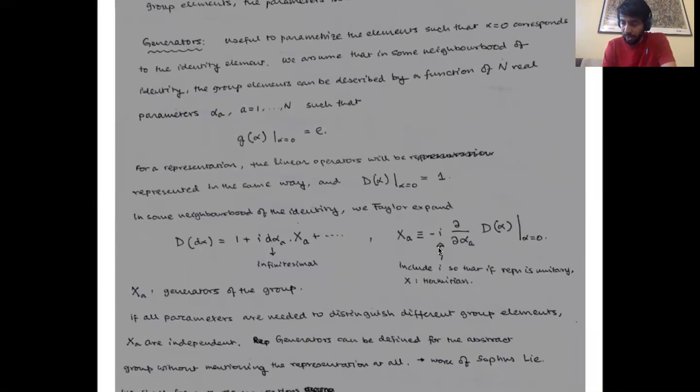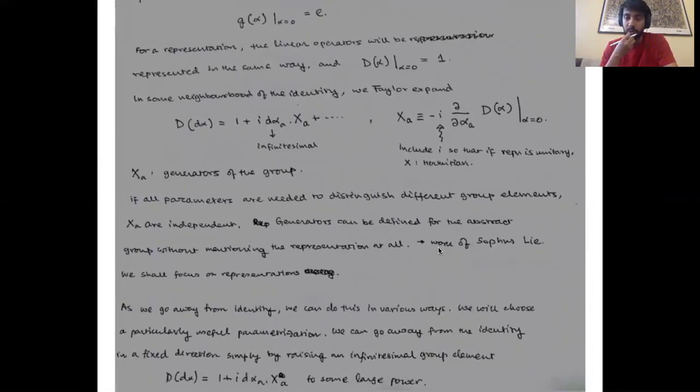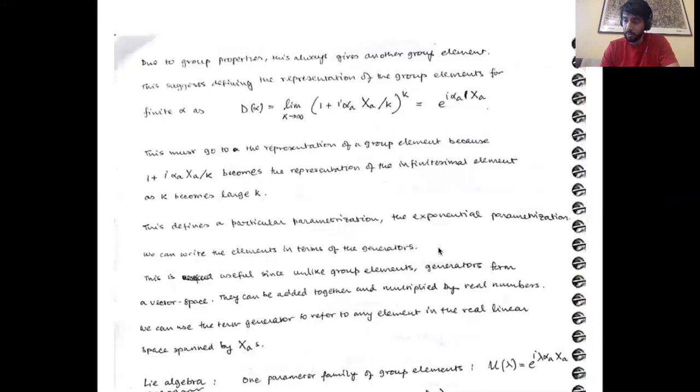And although you can speak about these generators in an abstract sense, since we are interested in physics applications, we will be interested in understanding this from the point of view of a particular representation. Now, I said that you can go away from the identity in various ways. One of the ways to do it is the exponential map, where you move in a fixed direction by raising the infinitesimal group element to a very large power. If you take this infinitesimal group element and raise it to a large power, it just means that you can exponentiate it. This is the exponential map, or the exponential parameterization, if you wish.